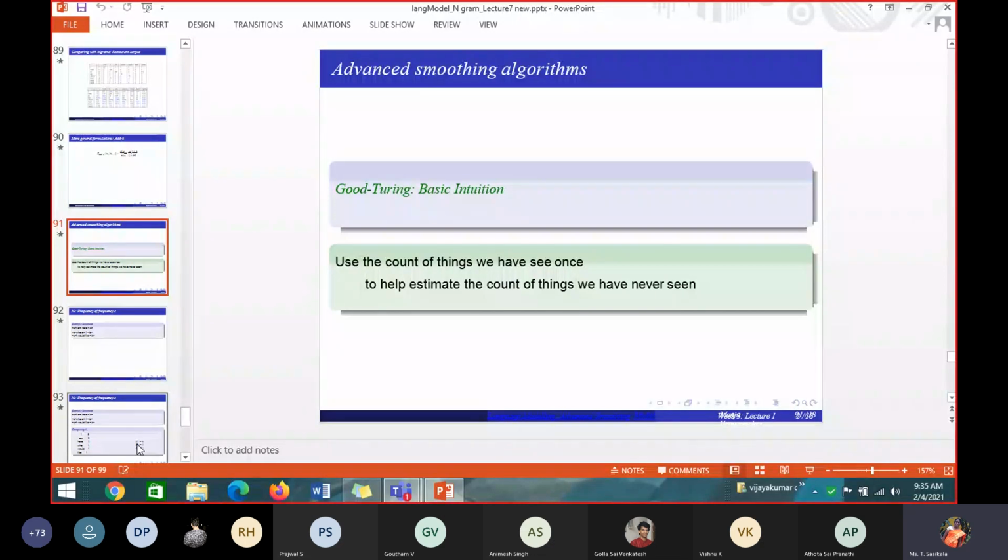In Good Turing smoothing, also, the goal is to avoid zero probability. In a sentence, if the probability of any bigram or any n-gram is 0, then the entire sentence probability will be 0. So in order to avoid this, we go for a smoothing technique. Good Turing is another smoothing technique. There we are not adding 1 to all the counts.